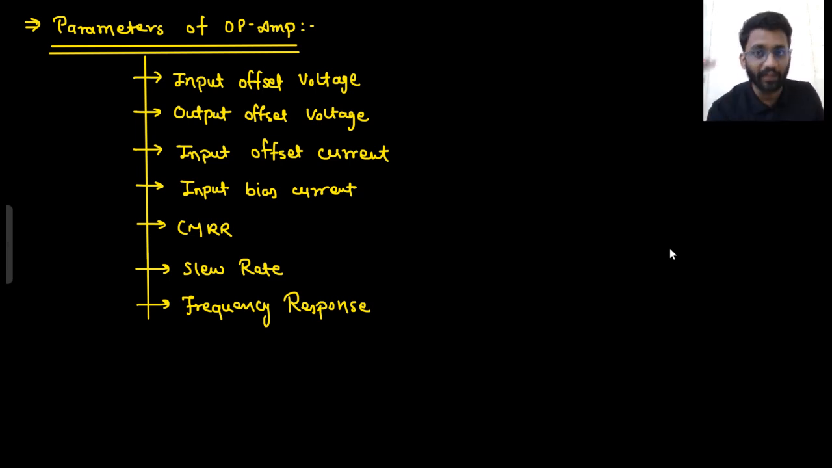But there can be other factors too. So these are those factors: input offset voltage, input offset current, output offset voltage, input bias current, CMRR, slew rate, frequency response of the op-amp. So one by one we will study. First let's start with input offset voltage. So what is input offset voltage?